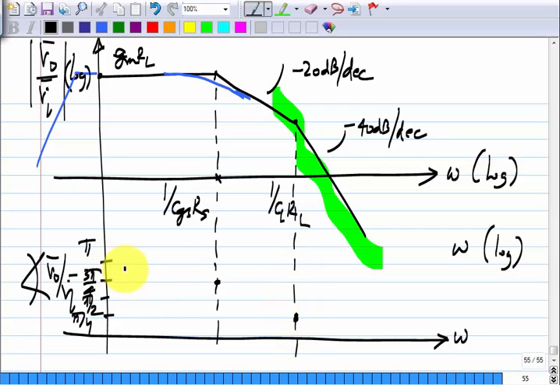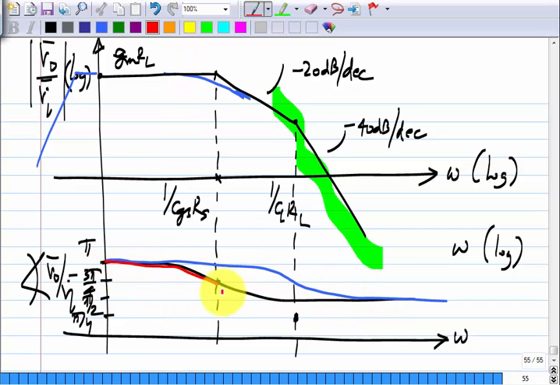So if I had only the first pole, it would be like that. If I had only the other pole, it would be like that. So the total phase lag is the sum of the two, which will be roughly like this. That's all that's there.